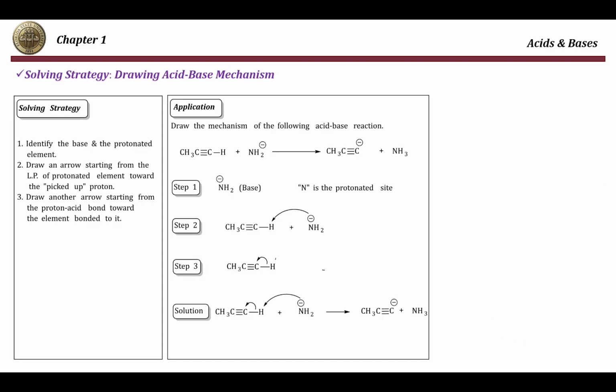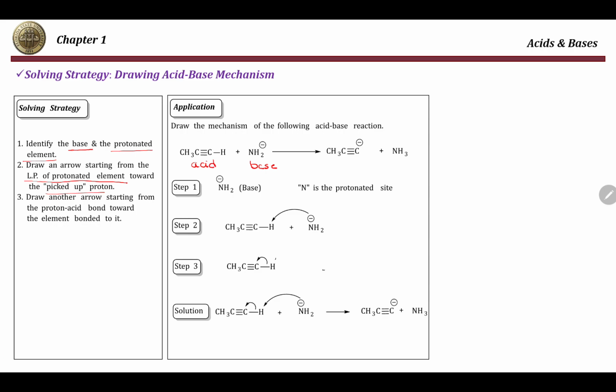The only thing which is left: how do we draw the mechanism of an acid-base reaction, or how do we draw the arrows? First of all, you have to identify the base, which is basically the protonated element in this space. And then you have to draw an arrow starting from the lone pair of the protonated element toward the hydrogen. So how do we do that? First of all, in this reaction, as you can see here, this is a base and this is the acid, based on what we learned before.